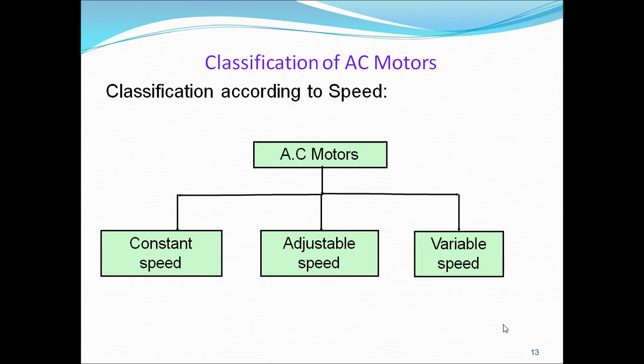Adjustable speed means we can adjust. They will design the motor so that we can change the speed of the motor. If you check the constant speed, it is not possible to adjust or change the speed. It runs at the rated speed, that is synchronous speed only. For adjustable speed, they will design some alternate arrangement so that we can change the speed, that means by changing the number of poles.